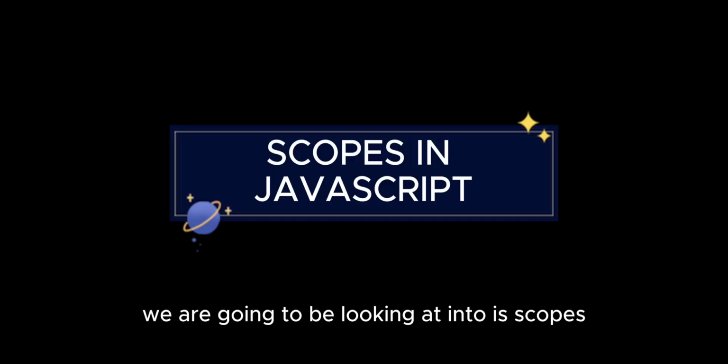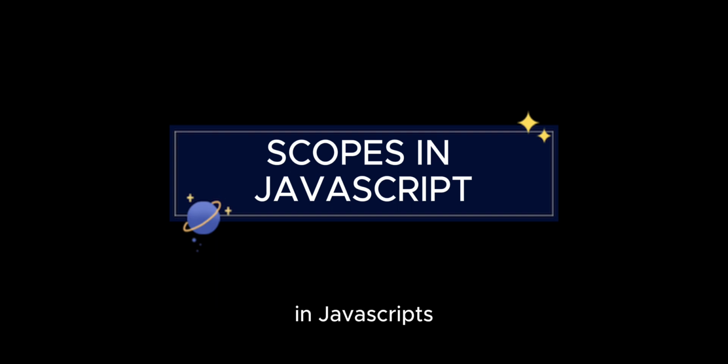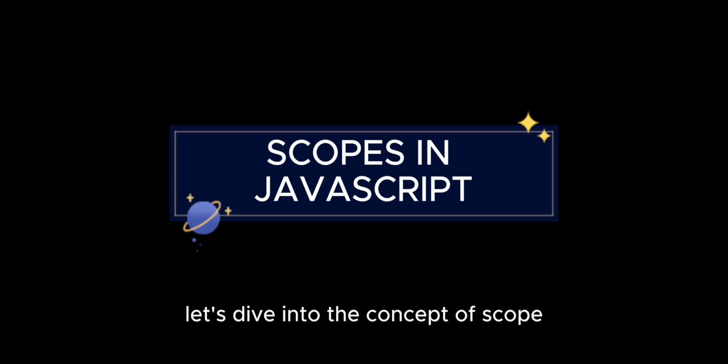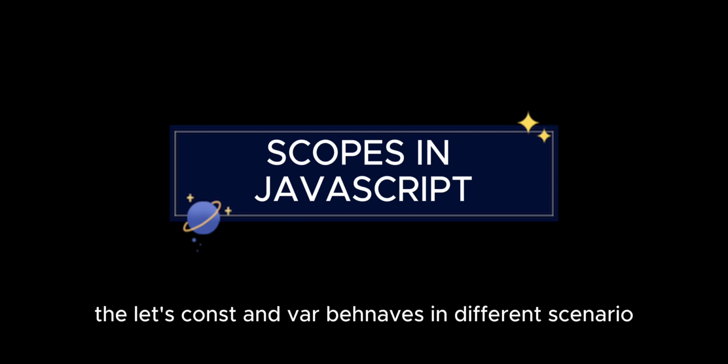So the next thing we're going to be looking into is the scopes in JavaScript. Understanding scopes is crucial for managing how variables are accessed in our code. Let's dive into the concept of scope and how each keyword, the let, const, and var, behaves in different scenarios.